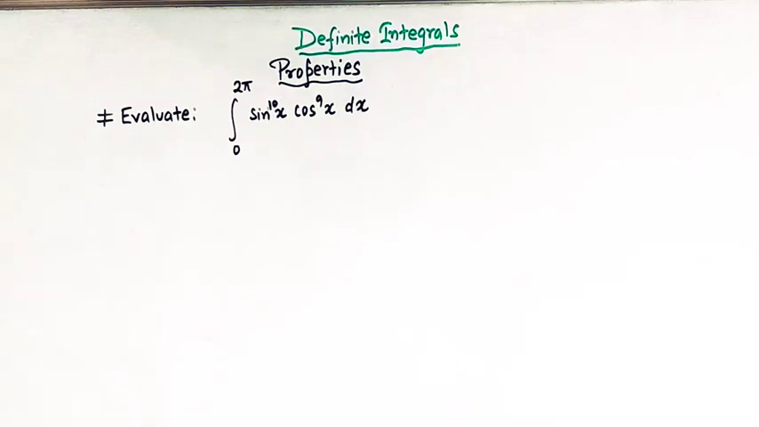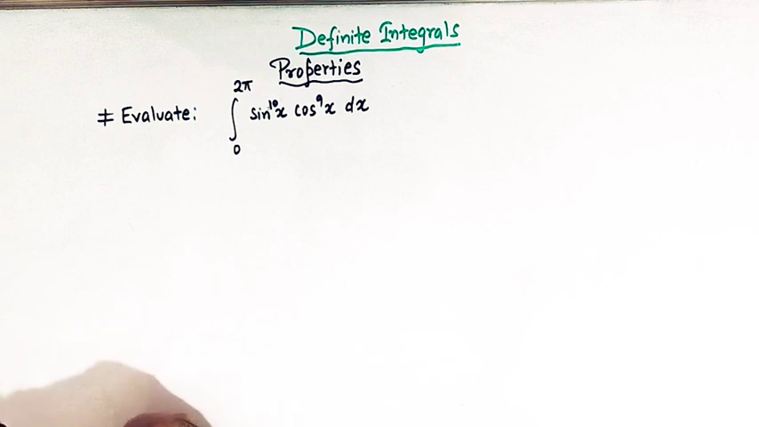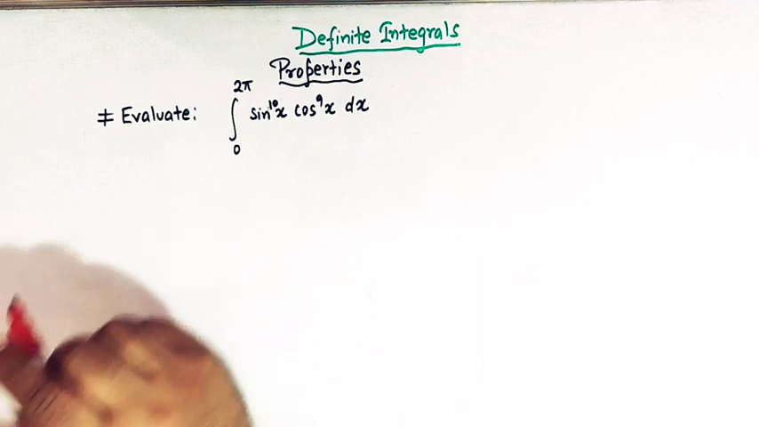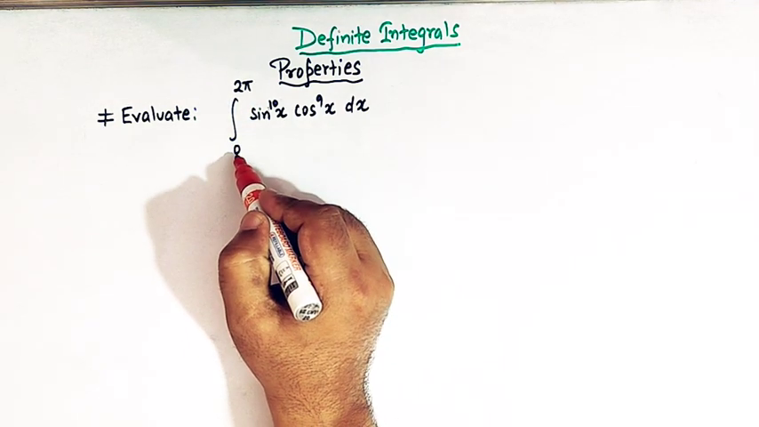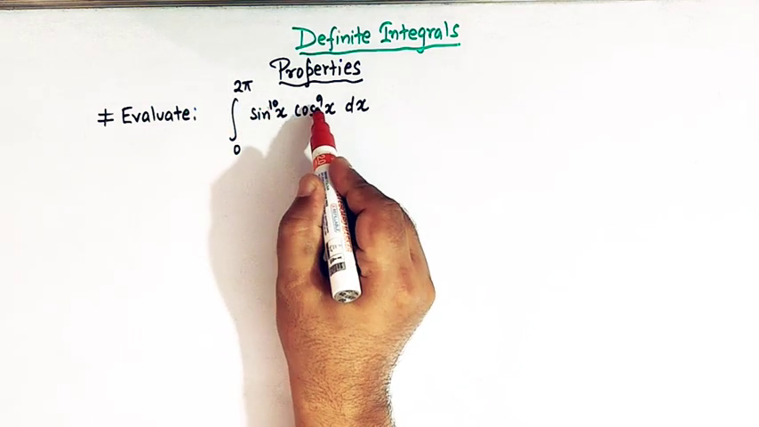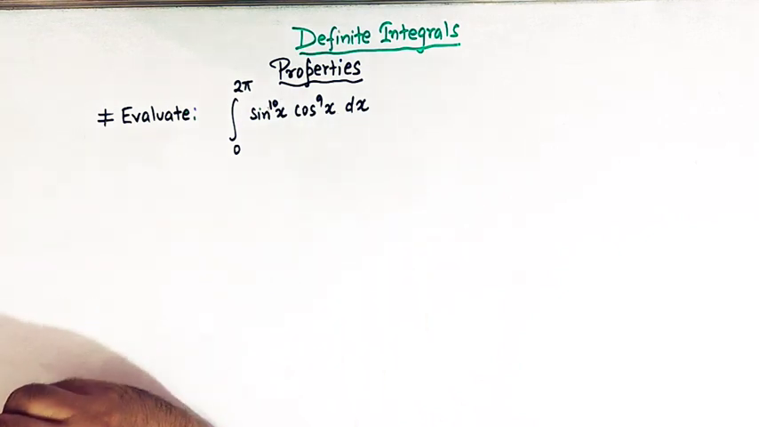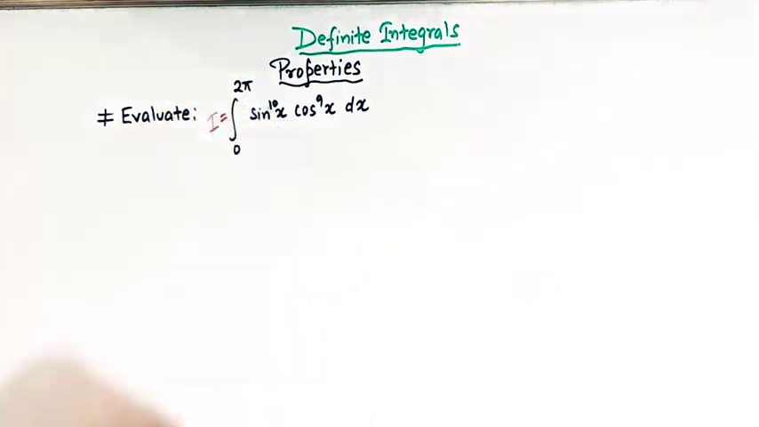Hello viewers, in today's class we are going to discuss one important definite integral in which we'll use some important properties of definite integrals. So let us start and evaluate this integral: the integral from 0 to 2 pi of sine raised to 10x cos raised to 9x dx. Let us call this integral I.